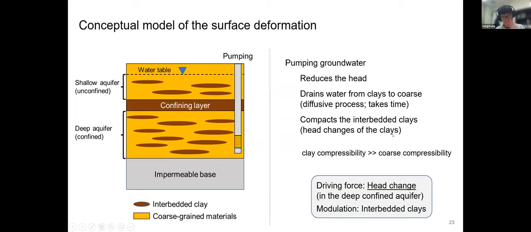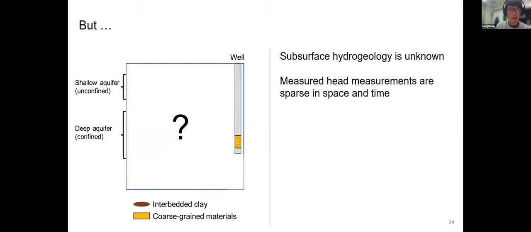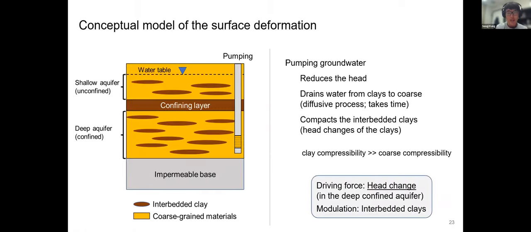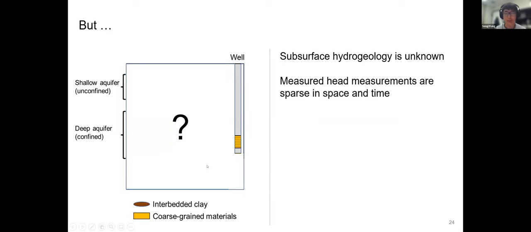In summary, the driving force of the subsidence is the head change in the deep confined aquifer, but it is modulated by interbedded clays. So the resulting subsidence and subsurface deformation that can be measured in the InSAR data is modulated by interbedded clays. So understanding both is important. When you know what the subsurface looks like, you can think about this process and understand it. But if you don't know the subsurface, it generates lots of challenges. Another challenge is that measurements of head data are very sparse in space and time, which provides a motivation to develop a new technique using the InSAR data.